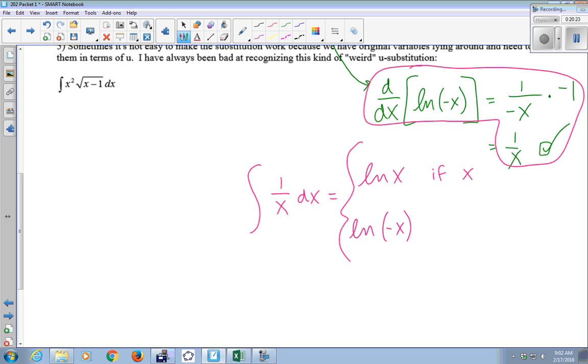This one, when x is positive, right? Because ln x is only defined when x is positive. This one, if x is negative, because ln of the opposite of x is only defined if x starts as negative. Okay. What function do you know is defined as x when x is positive and the opposite of x when x is negative? The absolute value of x, right? So I can write this as one statement: the integral of 1 over x dx is the ln of the absolute value of x.